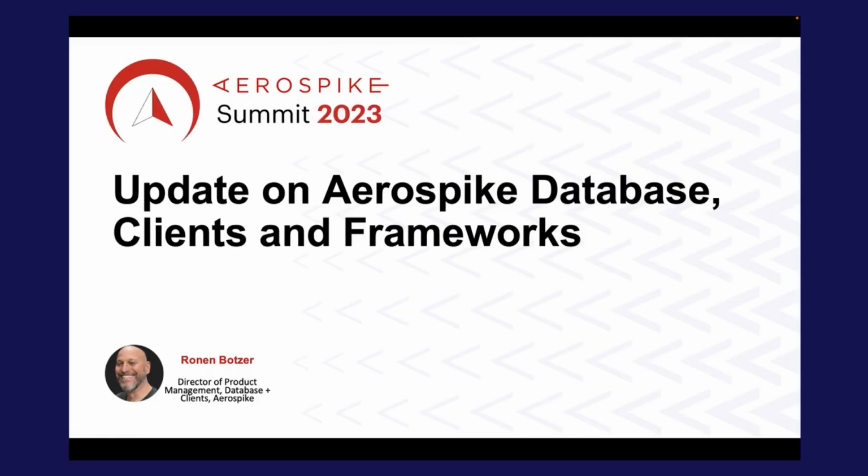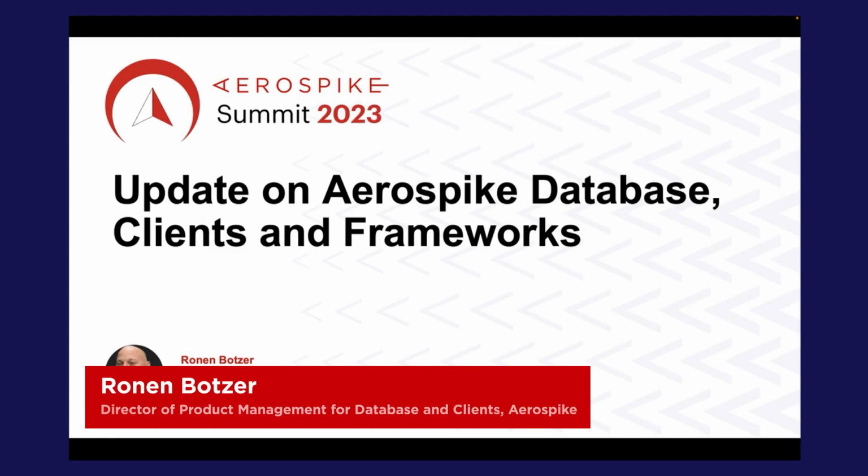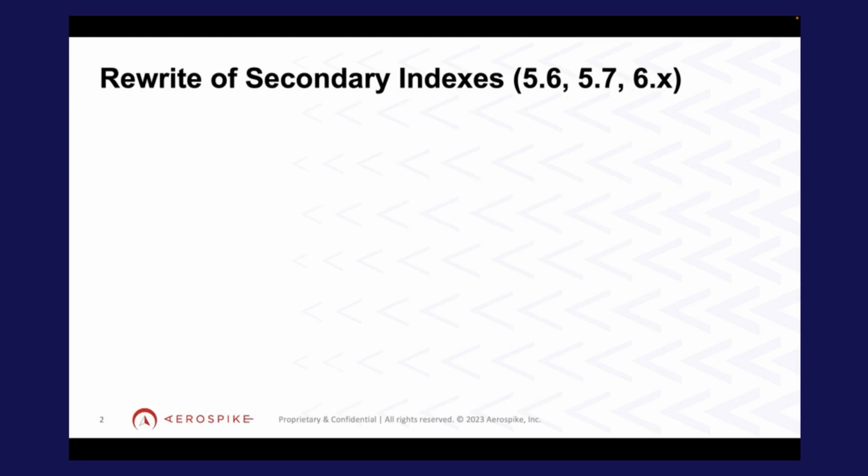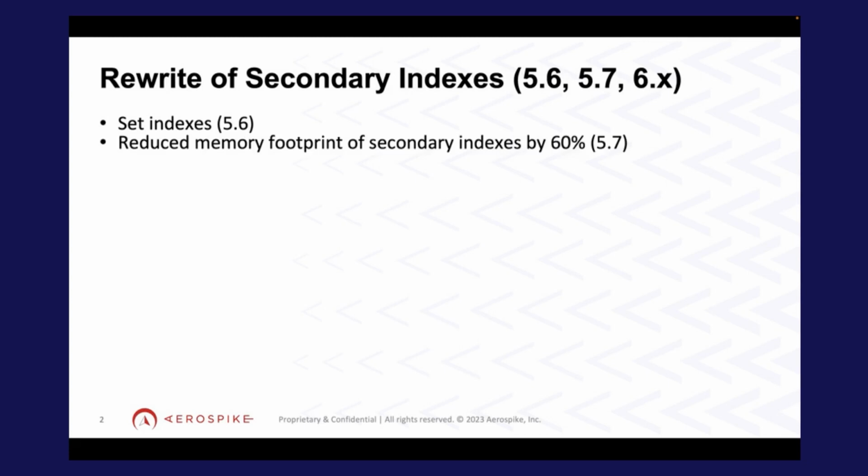Hi, I'm Ronan Bosser, Director of Product at Aerospike for the Aerospike database and the clients. And I wanted to review what we've done since Summit 2022. We did a rewrite of secondary indexes, which started in 5.6 with set indexes. Those are the indexes that allow you to find a small set within a large namespace. We reduced the memory footprint of secondary indexes by 60% in Server 5.7.